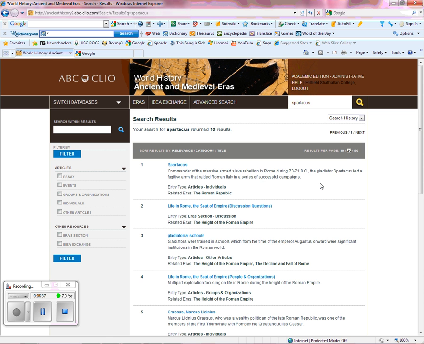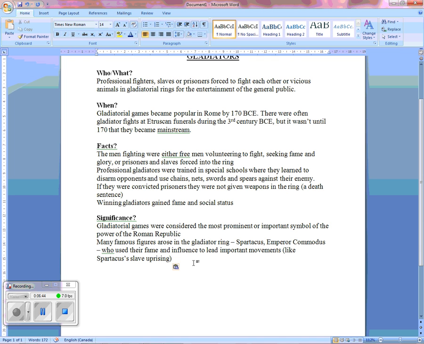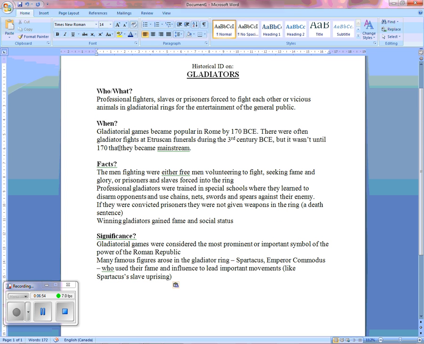So I know from that right away, and I can just use those facts simply to put in the fact that gladiators had used their fame and influence to lead important movements. And I mentioned Spartacus' slave uprising without even going into the article. I get some facts that I can use in my historical ID. And you need to remember your ID doesn't simply come from the one article that you're supposed to be writing about. You need to do more research in order to get the whole picture, in order to make sure your research is complete. If you didn't, you'd have a really narrow mindset, you would not know the significance, and your facts would be limited.